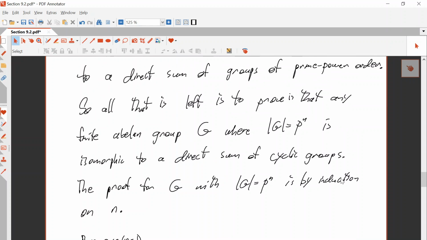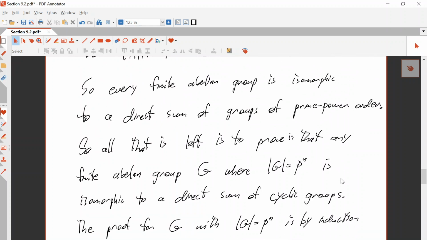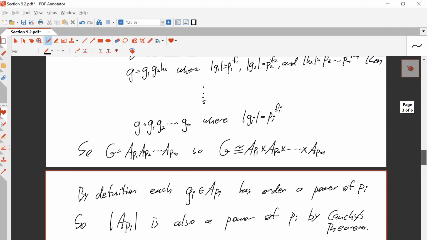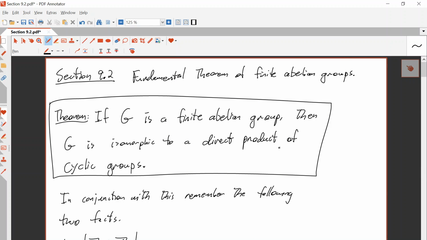Hello everyone, this is part 2 of the lecture on section 9.2, and we left off at this point right here. We're proving the fundamental theorem of finite abelian groups. The fundamental theorem of finite abelian groups is: if G is a finite abelian group, then G is isomorphic to a direct product of cyclic groups.